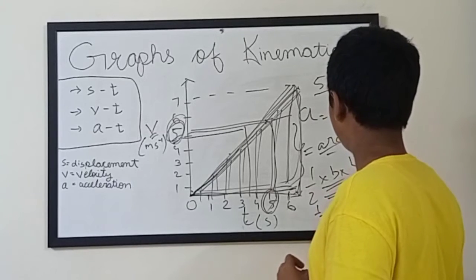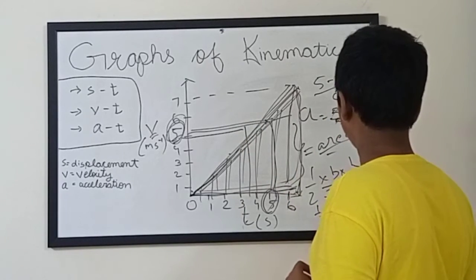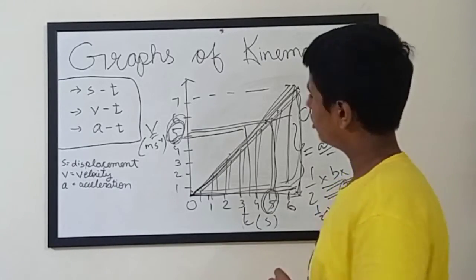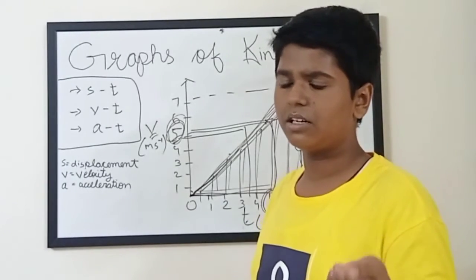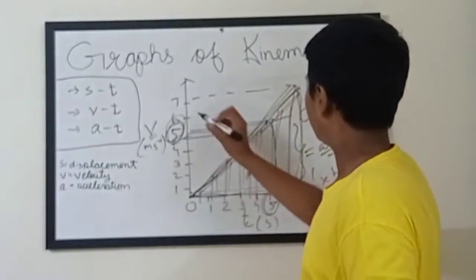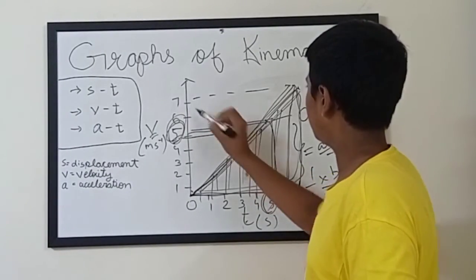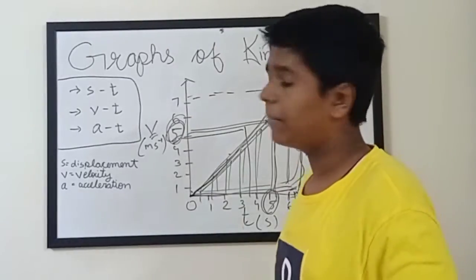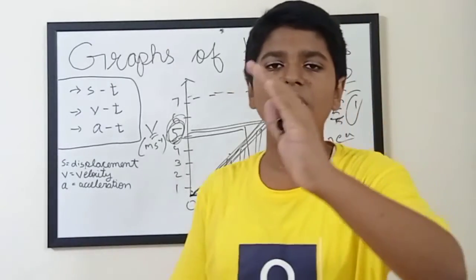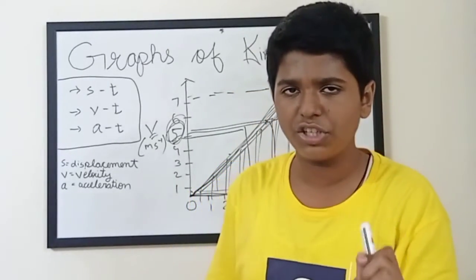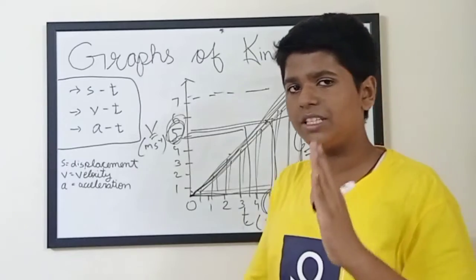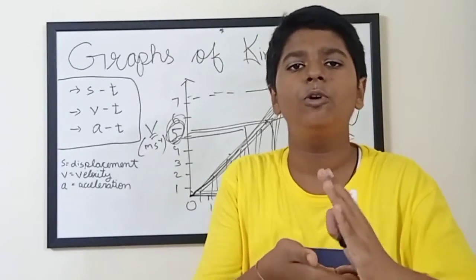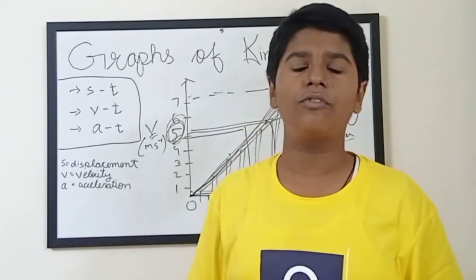What is the base here? We got 6 here. What is the height here? 3. 7 3s are 21. 21 meters is the displacement covered by the body, and this graph is not to scale. If it were to scale, then the answer would have been different. But the simple concept here is that the slope of the graph gives you the acceleration, and the area between the x-axis and the slope of the graph will give you the displacement of the body.